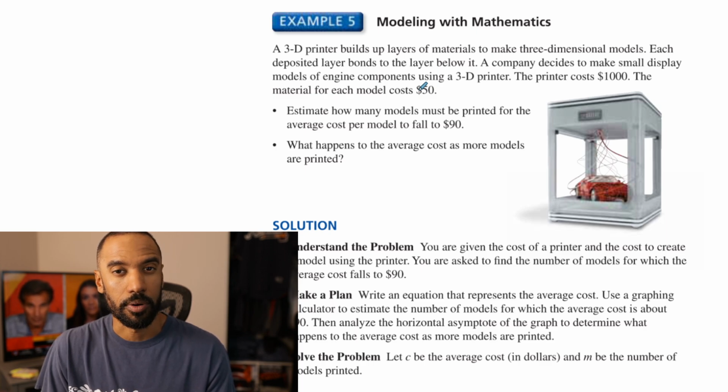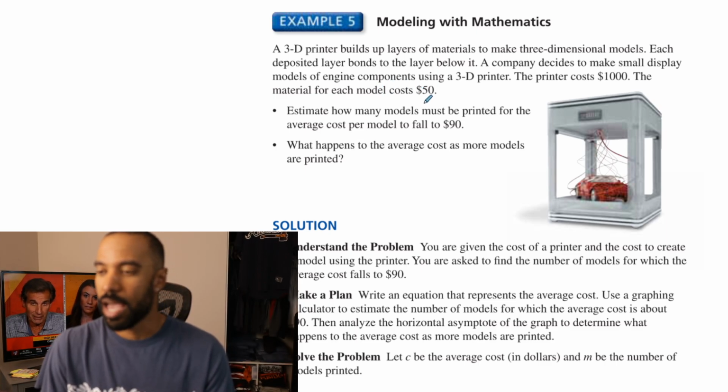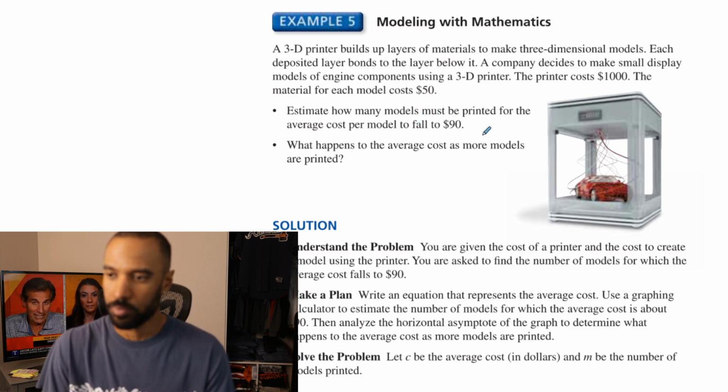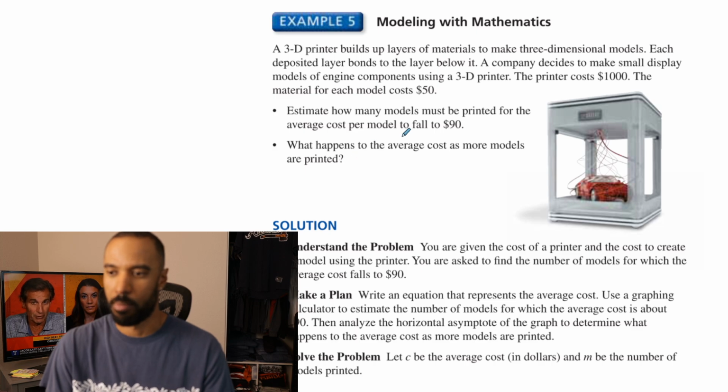Honestly, I haven't done a lot of word problems with these rational functions solving by graphing. Let's see how to do it. Estimate how many models must be printed for the average cost per model to fall to $90. What happens to the average cost as more models are printed?